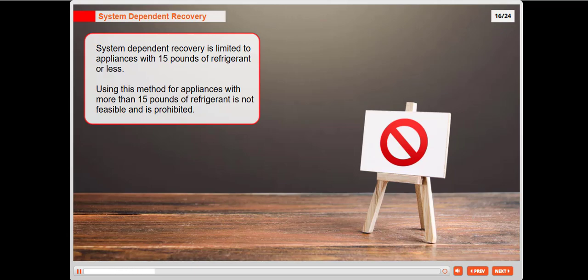System-dependent recovery is limited to appliances with 15 pounds of refrigerant or less. Using this method for appliances with more than 15 pounds of refrigerant is not feasible and is prohibited.